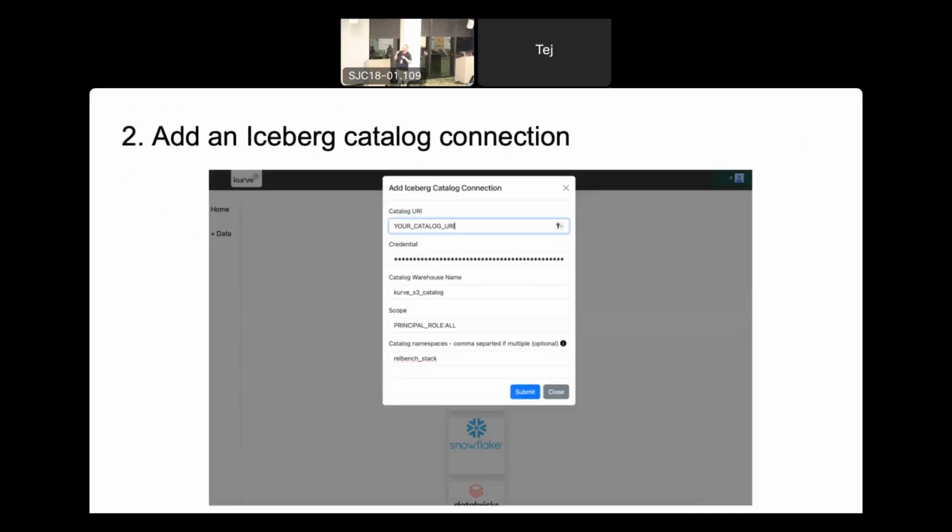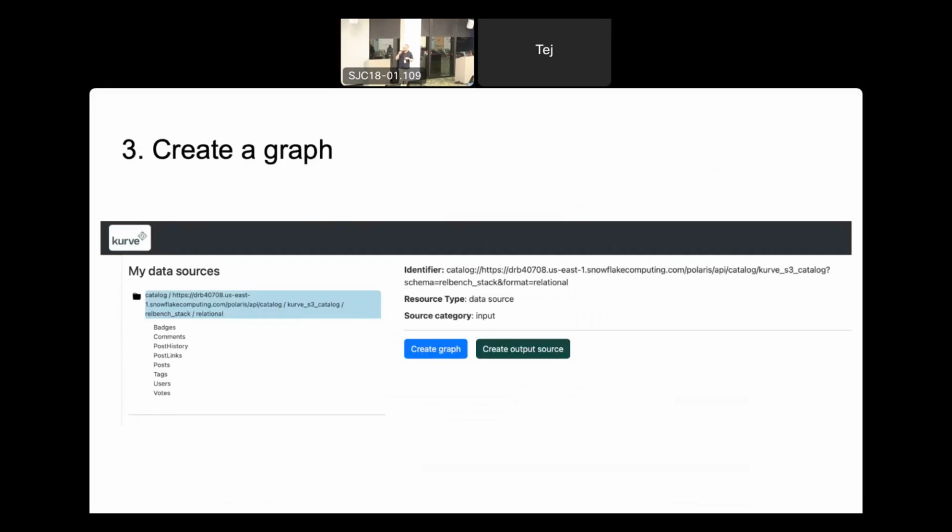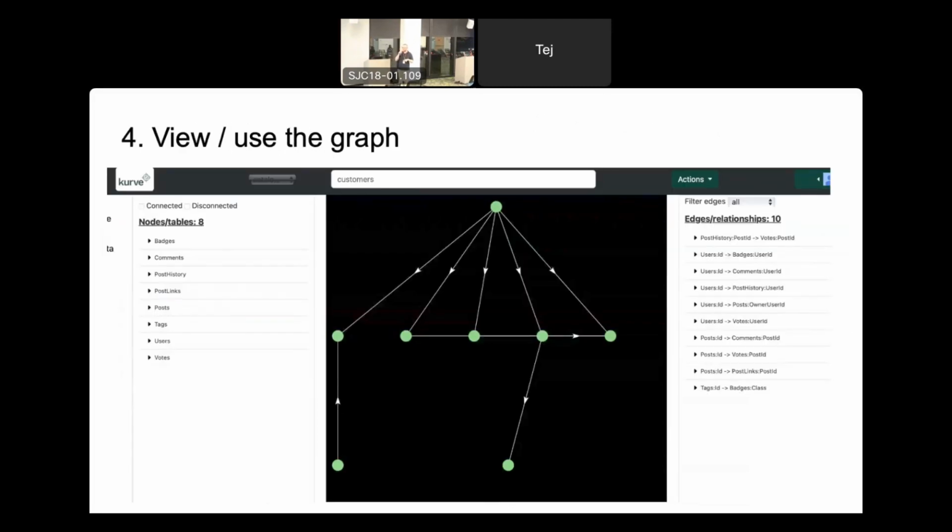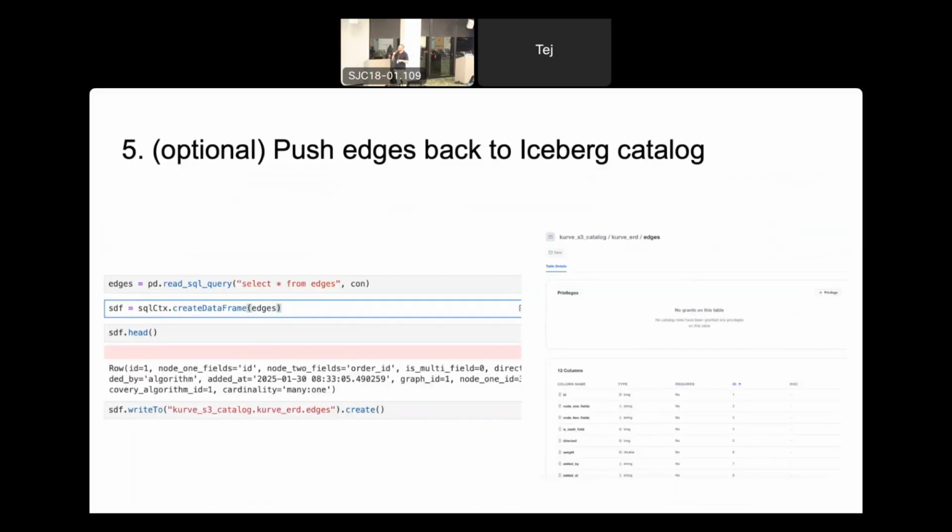So in Kurve, you just add the Iceberg REST URI, create a graph, and out pops a relationship metadata graph. All those algorithms that we went through in detail before just happen automatically. And you get this rich relational metadata context of all your tables. So you get what you have in Iceberg, but you have this additional layer of all the relationships automatically inferred out just by the click of a button.